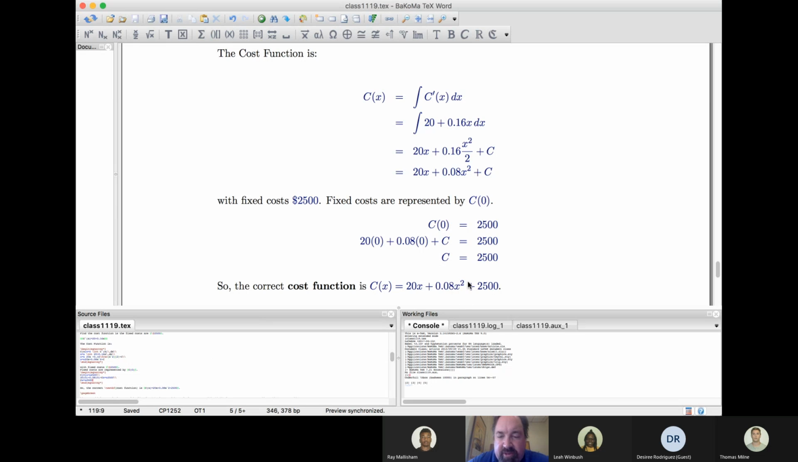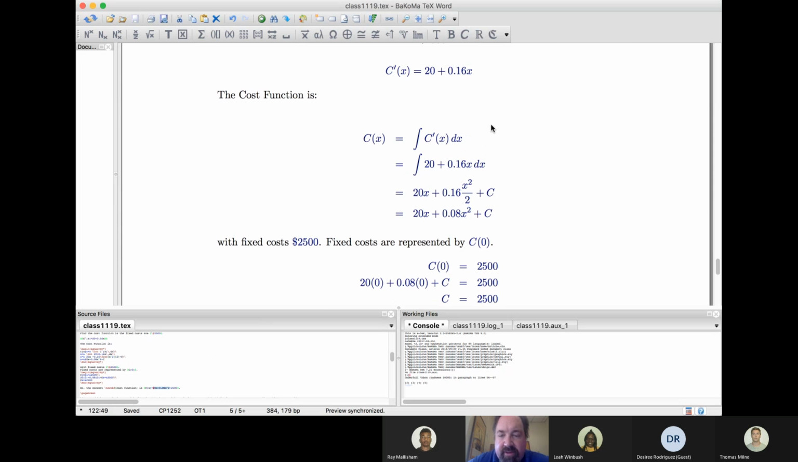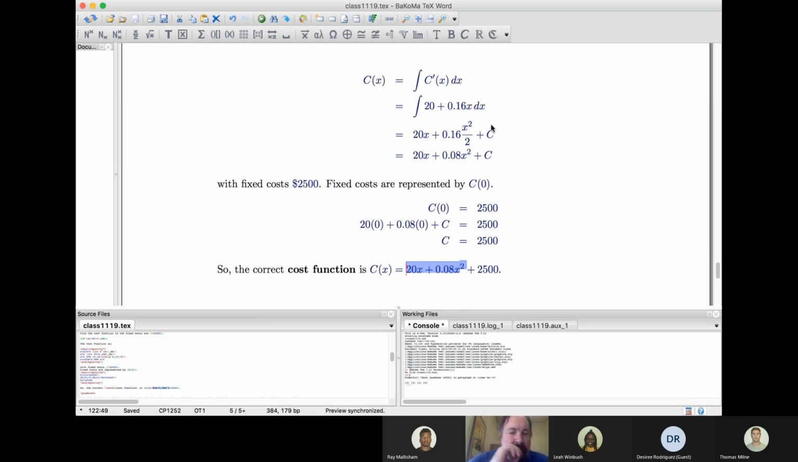If you plug in x equals 0, you get the fixed cost of 2,500. Also, if you take the derivative of this, the derivative of 2,500 is 0, so that wouldn't give you anything. And then the derivative of this would be the marginal cost that you were given. All right. So take the integral of marginal cost, get this incomplete cost function, set x equals 0, set that equal to the given fixed cost value to obtain the value of C. You fill that in up here, and that is your cost function.